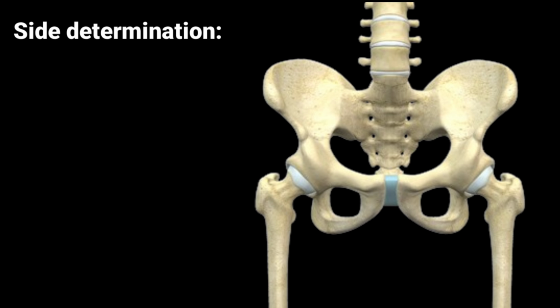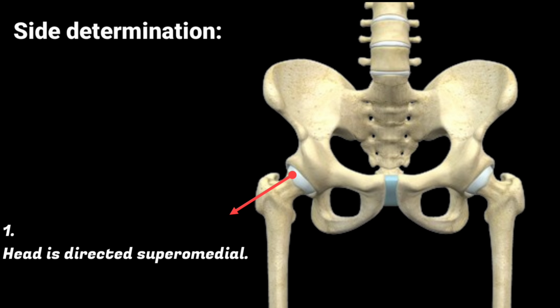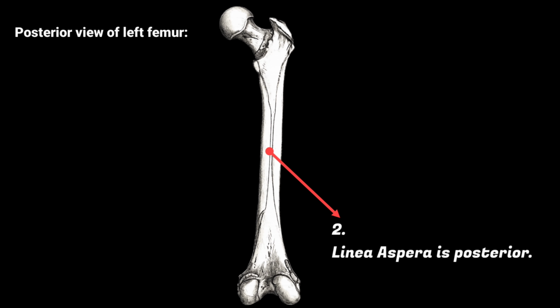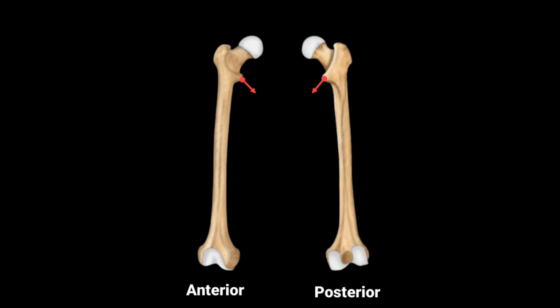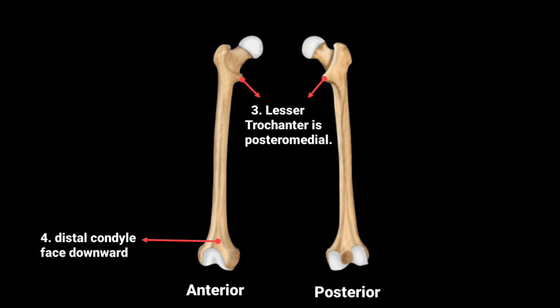To determine whether a femur is right or left, you must check these points. 1. The head faces toward the upper and medial side. 2. The linea aspera is posterior. 3. Lesser trochanter is posteromedial. 4. Distal condyles face downward, with intercondylar fossa posteriorly.